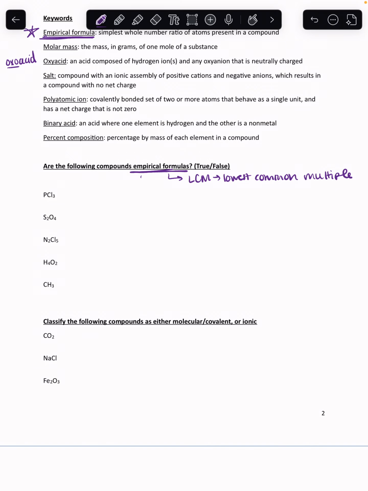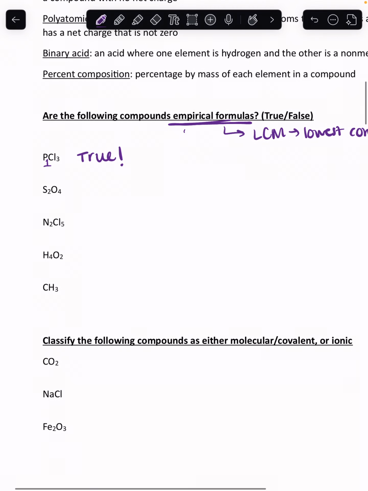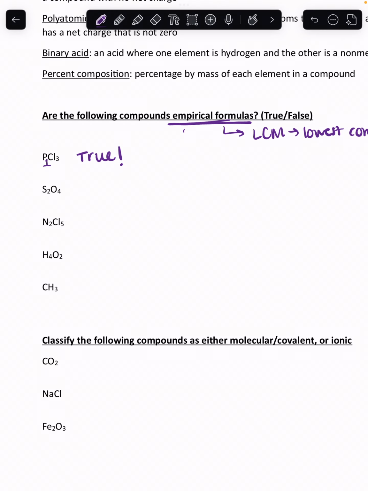So let's go through these, and I'm going to zoom in a little bit. The first one, PCl3. Well, this is an empirical formula. This statement would be true. We just have an understood 1 subscript on our phosphorus, and we have 3 chlorines. There's really no way that could be reduced any further. So, true statement.